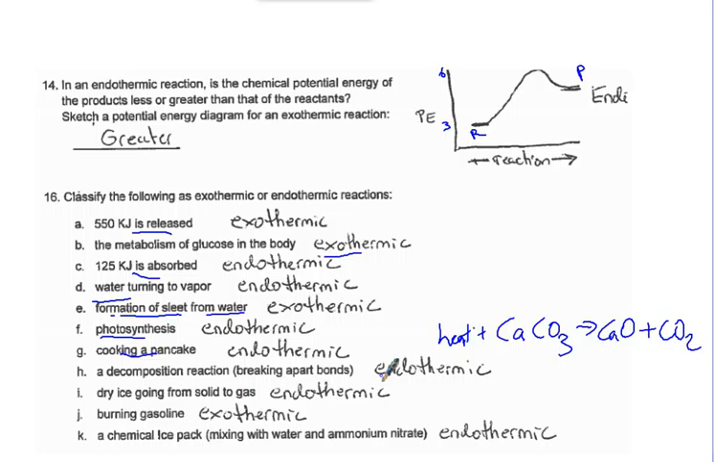Burning gasoline, it's hot. It's exothermic. Gives off heat. Chemical ice pack. If it's an ice pack, it should be taking in heat. When we mix some chemicals together, like water and ammonium nitrate, they take in heat. You just mix them up, and it gets cold. It's pretty cool because of the reaction. When I say it gets cold, I mean the reactants are reacting and absorbing energy, so it feels cold because it's taking energy out of the surroundings.